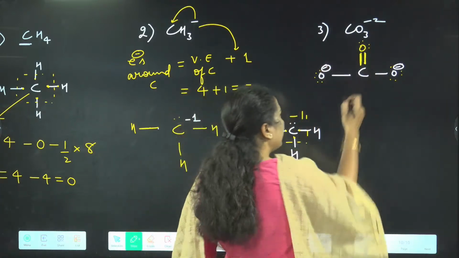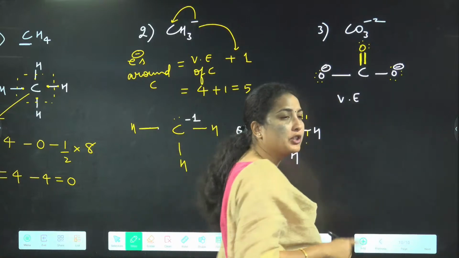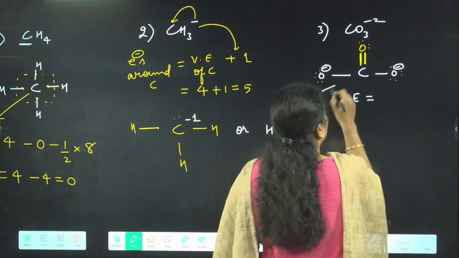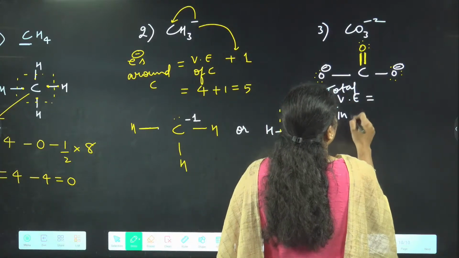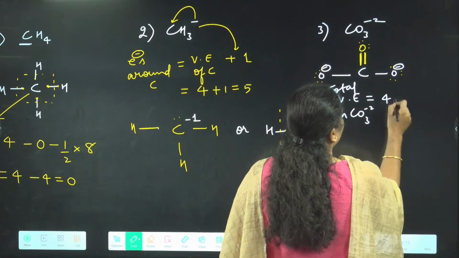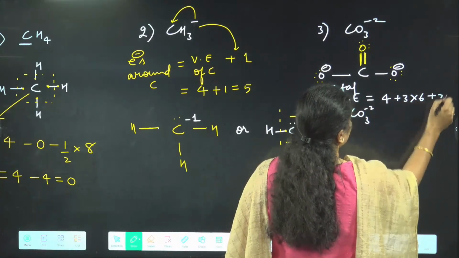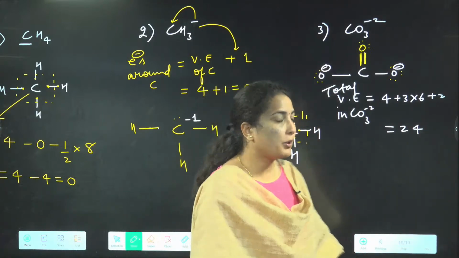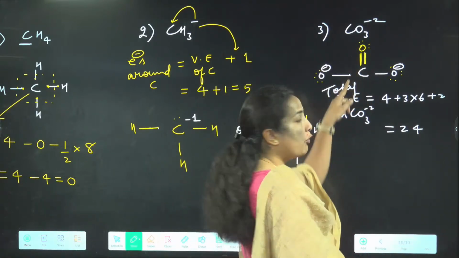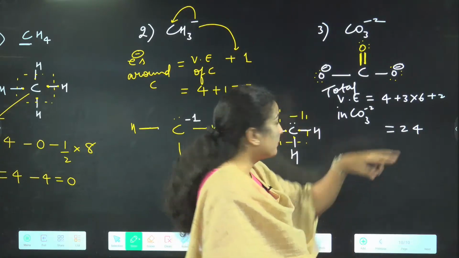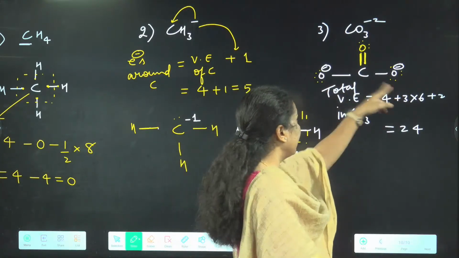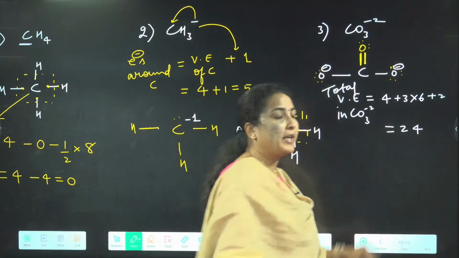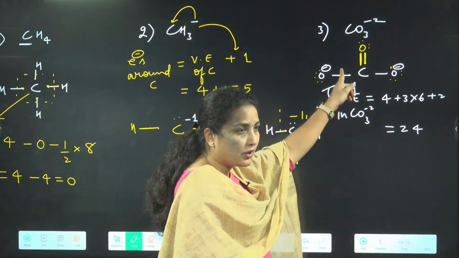And where is it coming from? Just check the total valence electrons present in CO3 -2. Carbon is 4. 3 oxygens, 18, plus 2 extra electrons, you are having 24. Only valence electrons participate in bond formation. You are able to see how many are there. 4 bonds means 8 electrons done. Then after that, this is 6 plus 6, 12. So 12 plus 8 is 20 and you are having 24. So all those valence electrons have to be reflected there.